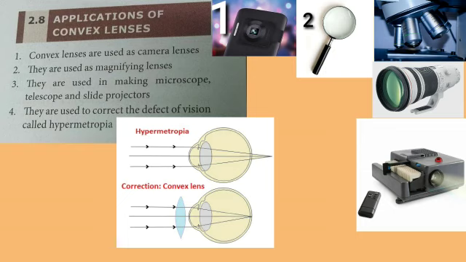Applications of convex lenses. Convex lenses are used as camera lenses. They are used as magnifying lenses. They are used in making microscopes, telescopes and slide projectors. They are used to correct the defect of vision called hypermetropia.